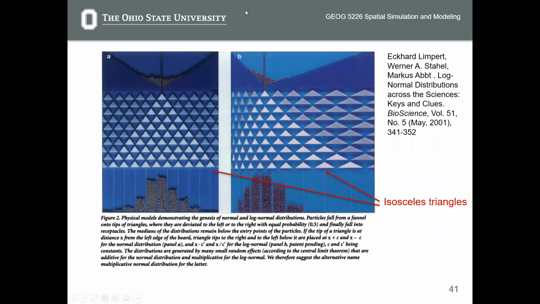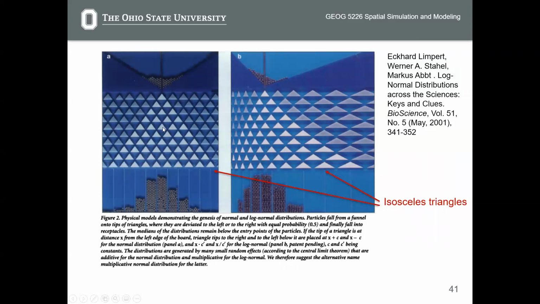Here we have two Galton boards. The left one is used to address normal distribution. The right one is used to address log normal distribution. So let's check the left one first. We have this Galton board made by a lot of small triangles, and we have a funnel here above this board, right, with a lot of steel balls, and each ball will just drop from the center of this board, right?